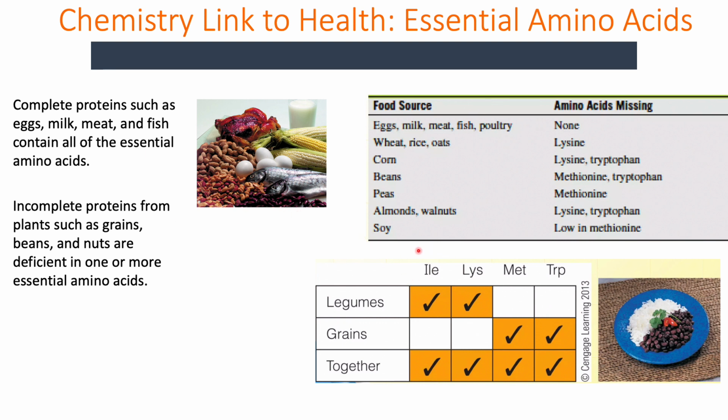For example, if you look at this chart, we have legumes. Legumes do not have methionine and tryptophan, while they have isoleucine and lysine. Whereas grains don't have isoleucine and lysine, but they have methionine and tryptophan. That's why when you eat these two together, you'll acquire all the amino acids. That's called a balanced diet. Especially when you have a vegetarian diet, you have to have legumes, grains, and rice, all of these together, so that you get all the essential amino acids.